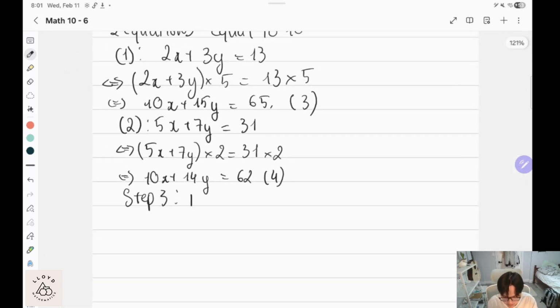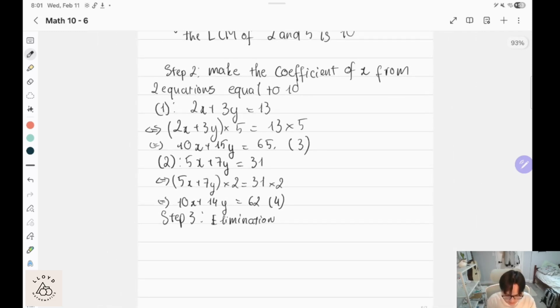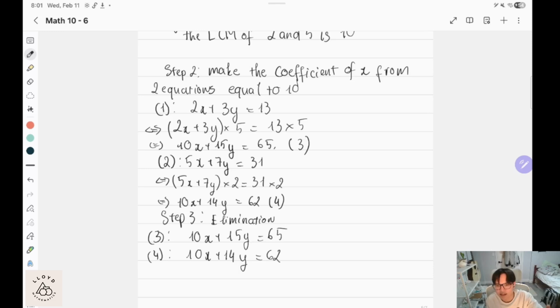Step 3 is elimination. So how can we eliminate that? We already got equation 3, which is 10x plus 15y equal to 65, and equation 4 is 10x plus 14y equal to 62. We already have 10x, the same coefficient in both equations, so we can just subtract one from the other on both sides.